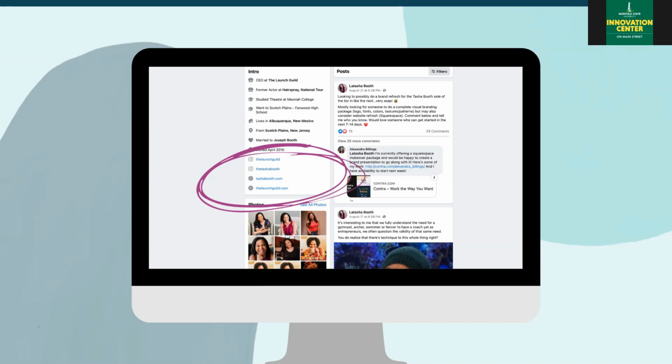You don't have to keep all of your Facebook open, but having those links to your website or your Instagram is going to be really important. So make sure you at least have that open to the public instead of private, so that people can actually see what it is you do.